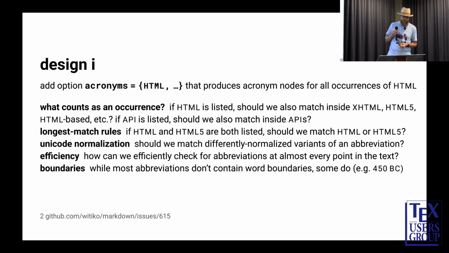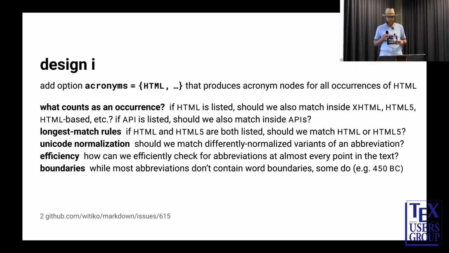So that's one question. Another question is if you list both HTML and HTML5 in your acronyms option, which one should we produce an acronym node for? Should it be the HTML or the HTML5? Also, Unicode normalization. Should we try to match differently normalized variants of an abbreviation or not?